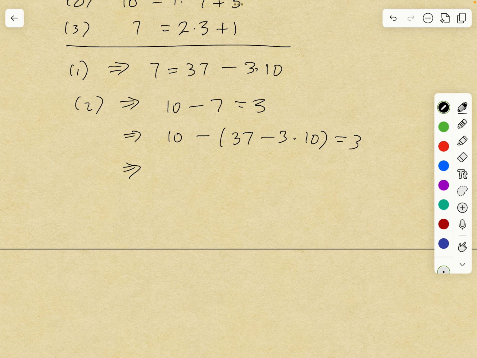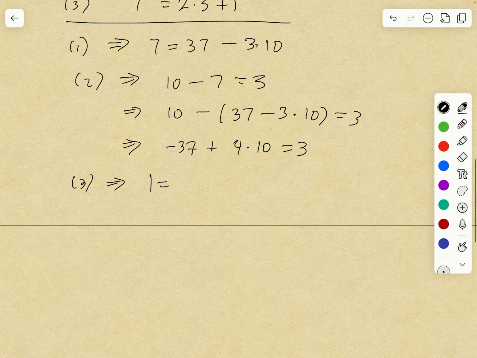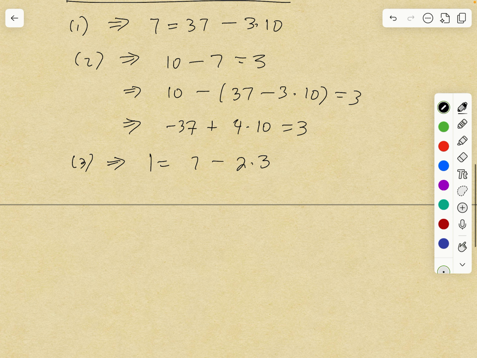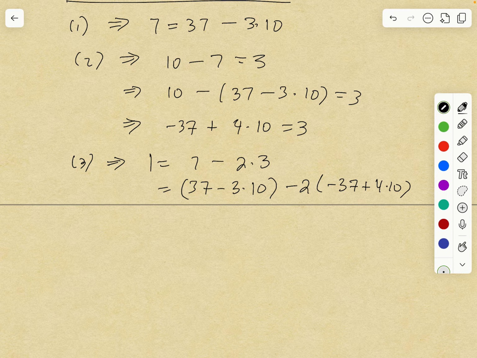And when we combine terms, we get negative 37 plus 4 times 10 is 3. And now we bring in the third equation. So 7 is 2 times 3 plus 1. So 1 is equal to 7 minus 2 times 3. And 7 was 37 minus 3 times 10. And 3 was negative 37 plus 4 times 10.